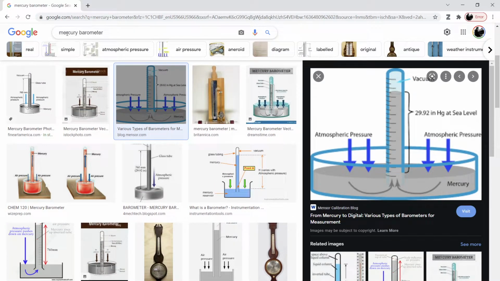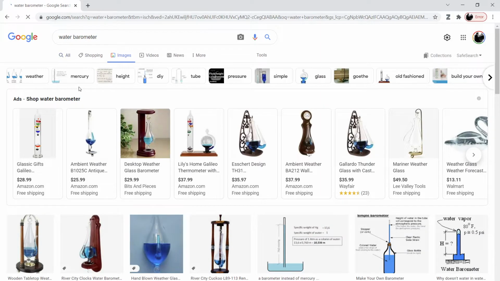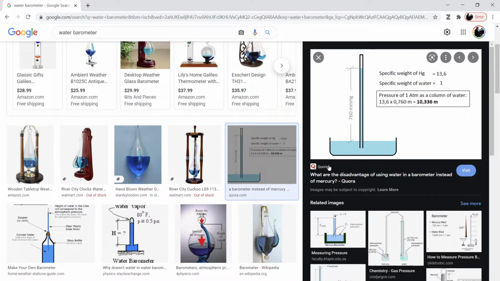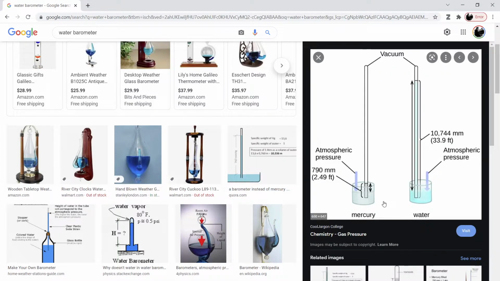And if we try and look at a water barometer, we see that we can do these too, but for water, look at how many meters this thing is going to be. It's 10,000 meters. Oh, here's a good comparison. So mercury goes up. This is a wrong number. It should be 760 millimeters of mercury. Look at the water, 33 feet.